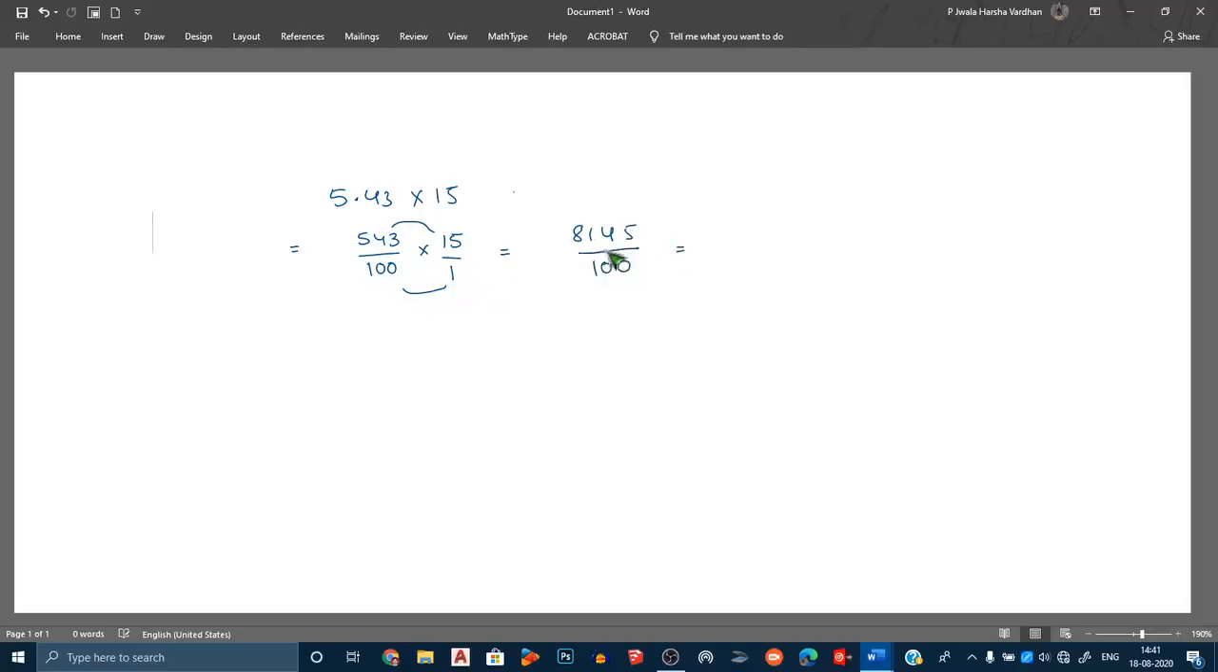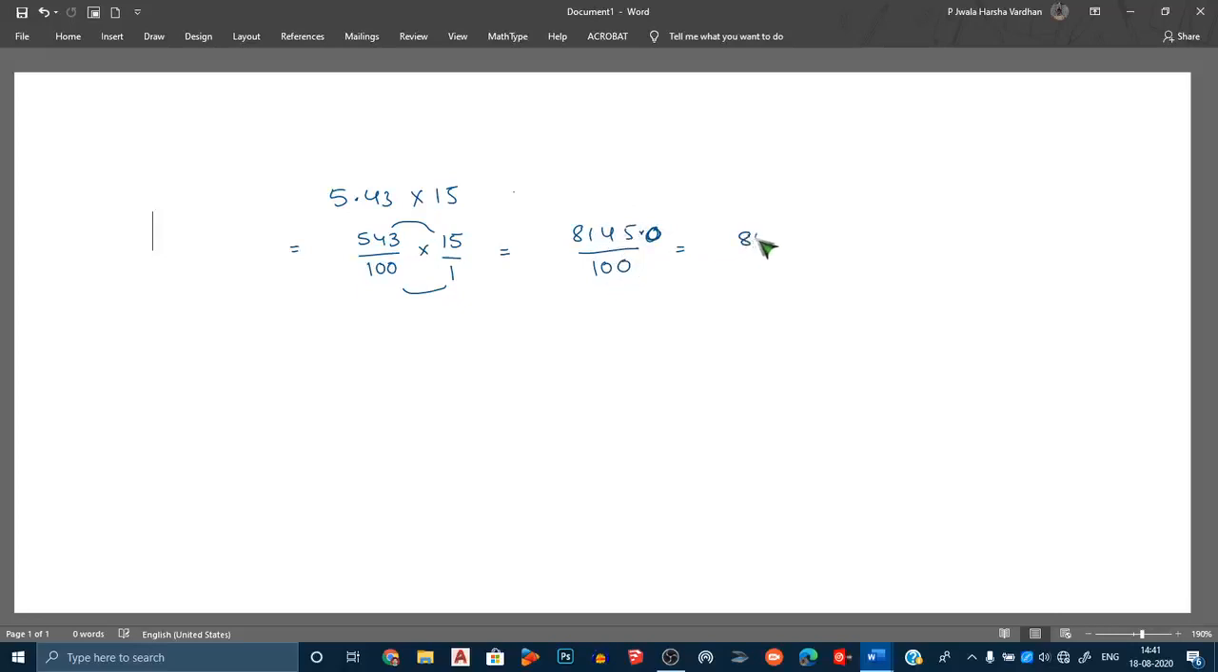So now you know how to write this in decimal form. Since in the denominator 100 is there, you should leave 2 digits from the right side and put a point here. So this decimal point shifts to the left side. If there is no point, you should write it like this. So this decimal point is shifting to the left side 2 digits because 2 zeros are there.